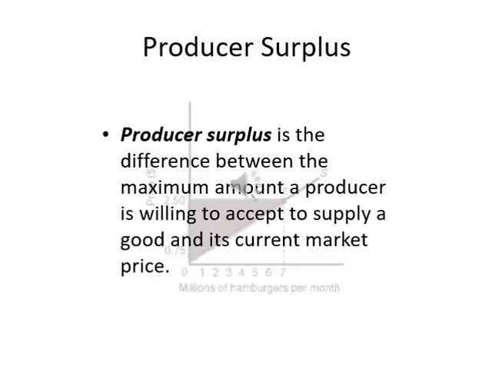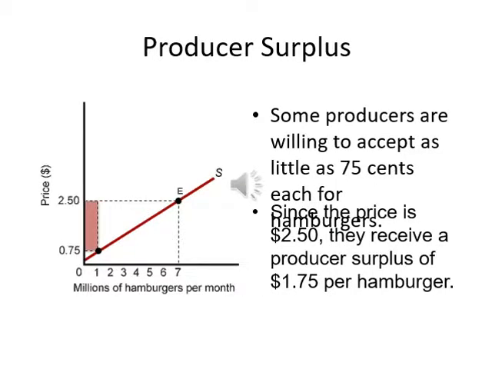Producer surplus. Producer surplus is the difference between the maximum amount a producer is willing to accept to supply a good and its current market price. Some producers are willing to accept as little as 75 cents each for hamburgers. Since the price is $2.50, they receive a producer surplus of $1.75 per hamburger.